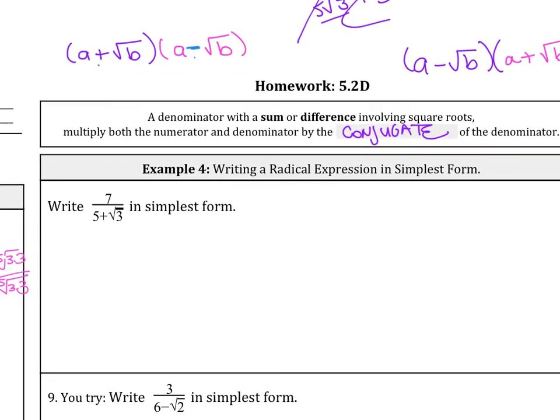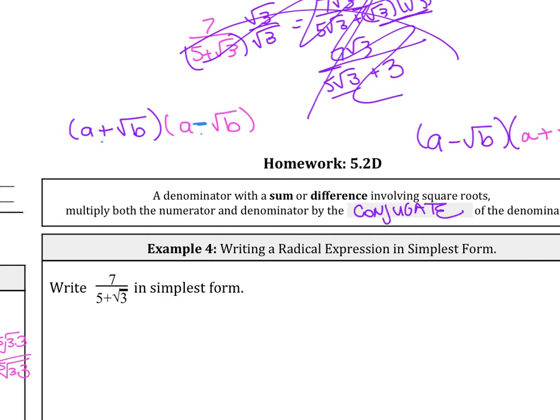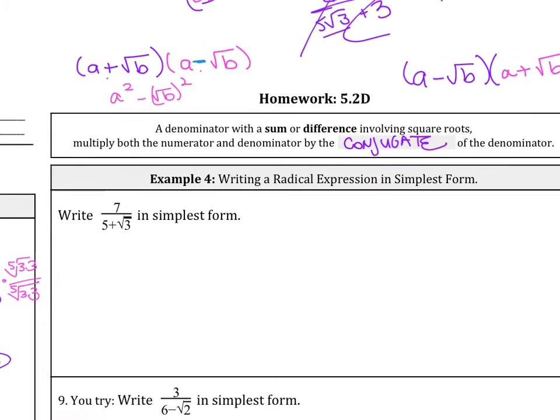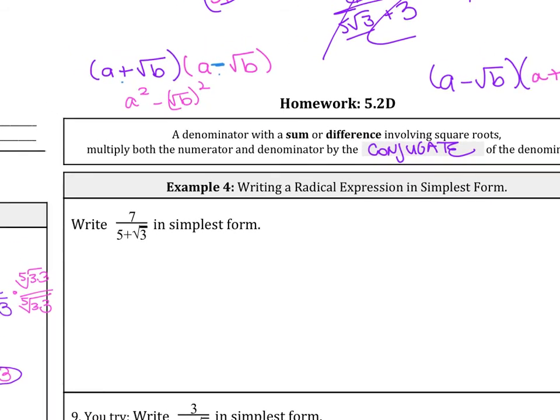So to get rid of it, we do the a plus b, a minus b pattern, the conjugate. And if you remember, when you multiply this out, this ends up being a squared minus root b squared. So we don't have the middle terms. We won't have a square root anymore. So that's why we do that. So let's try this out.